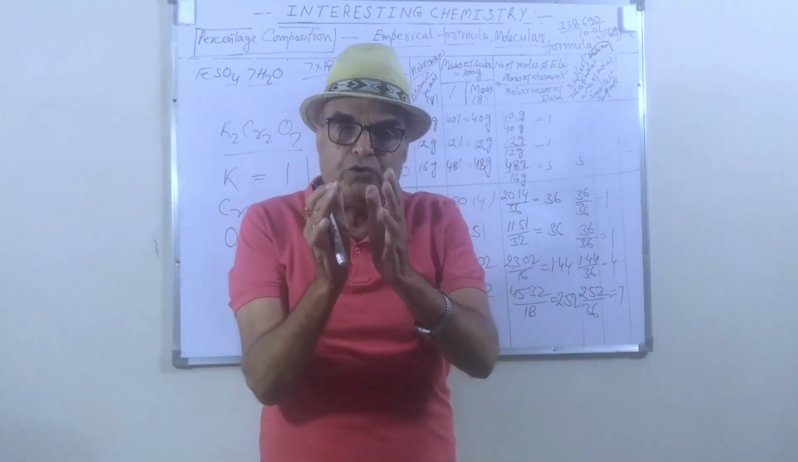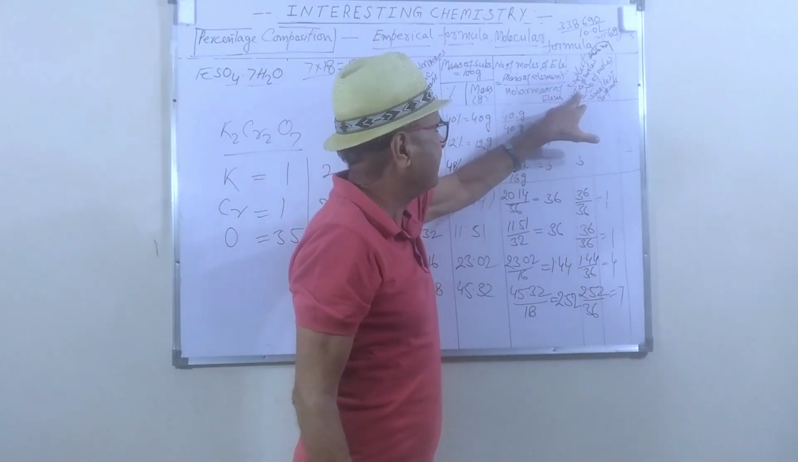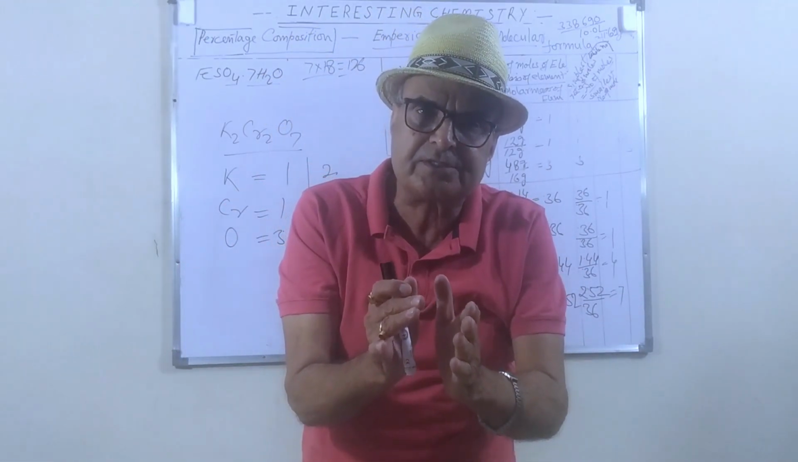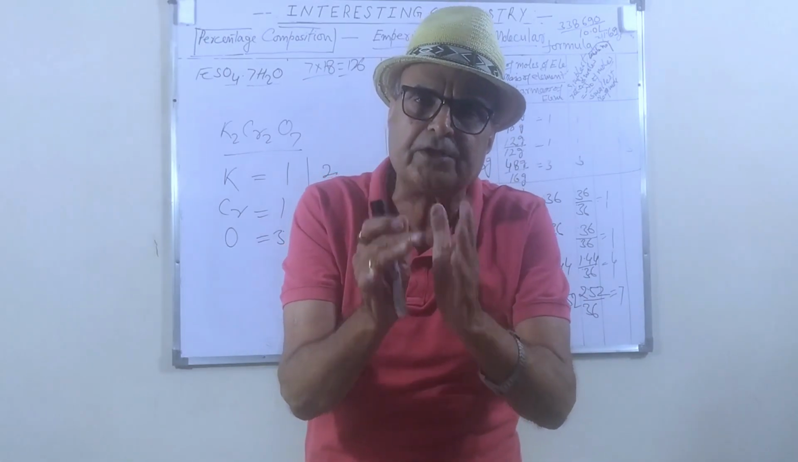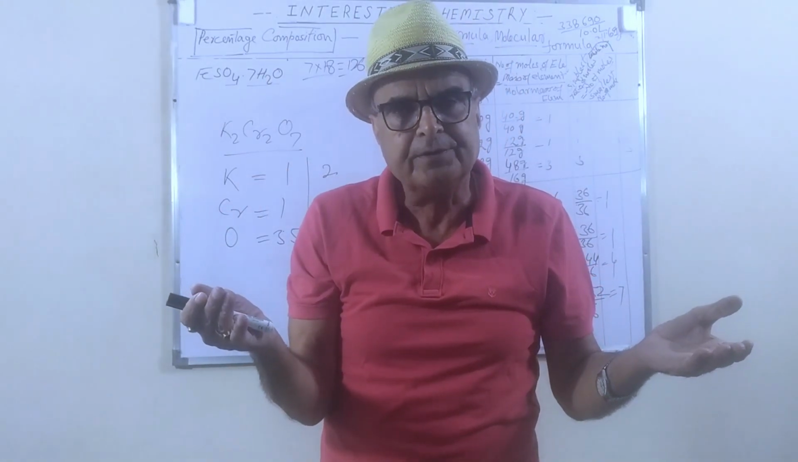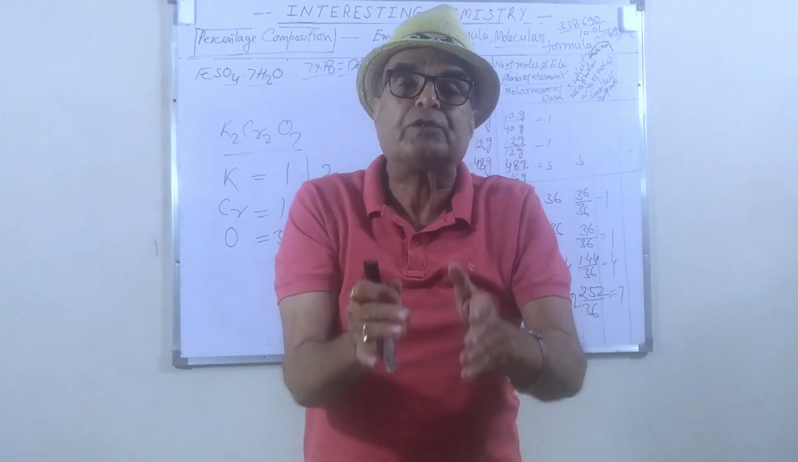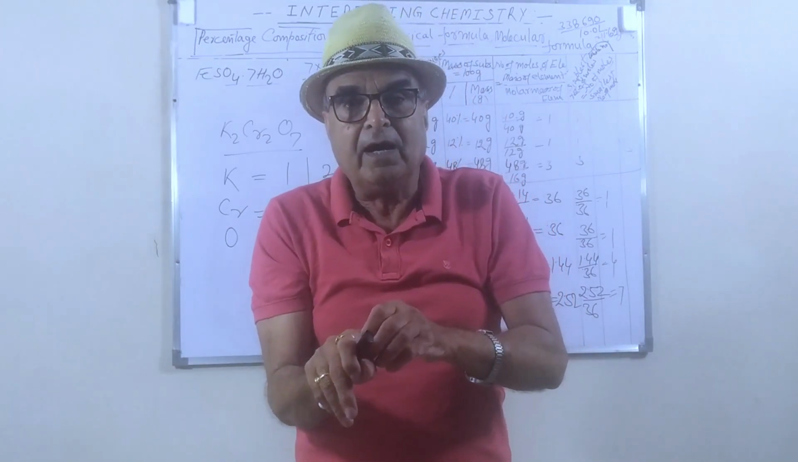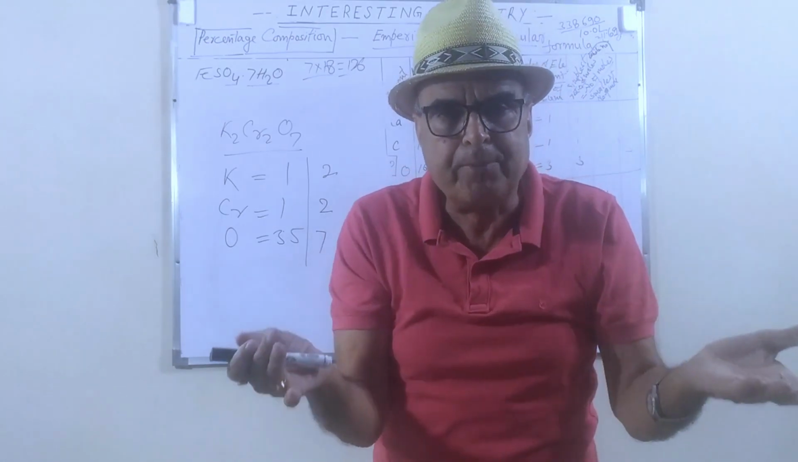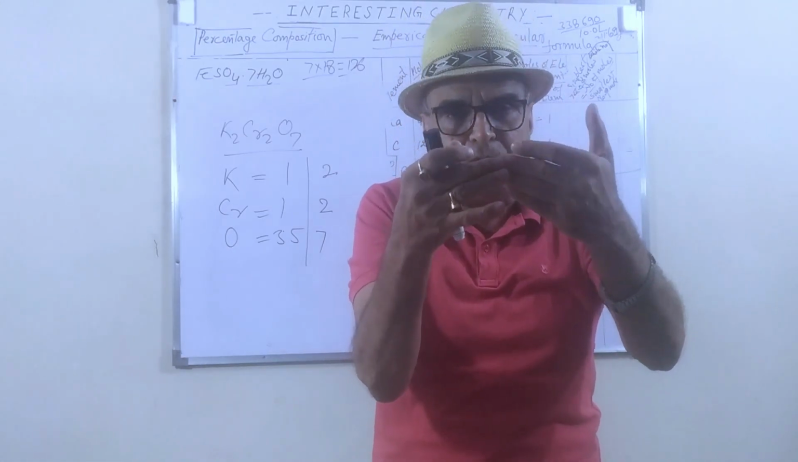Now you can define the empirical formula as the simplest whole number ratio. The empirical formula represents the simplest whole number ratio of elements present in the compound. And the molecular formula shows us the actual or the exact number of elements present in the compound. So these are the two definitions of the empirical formula and the molecular formula.